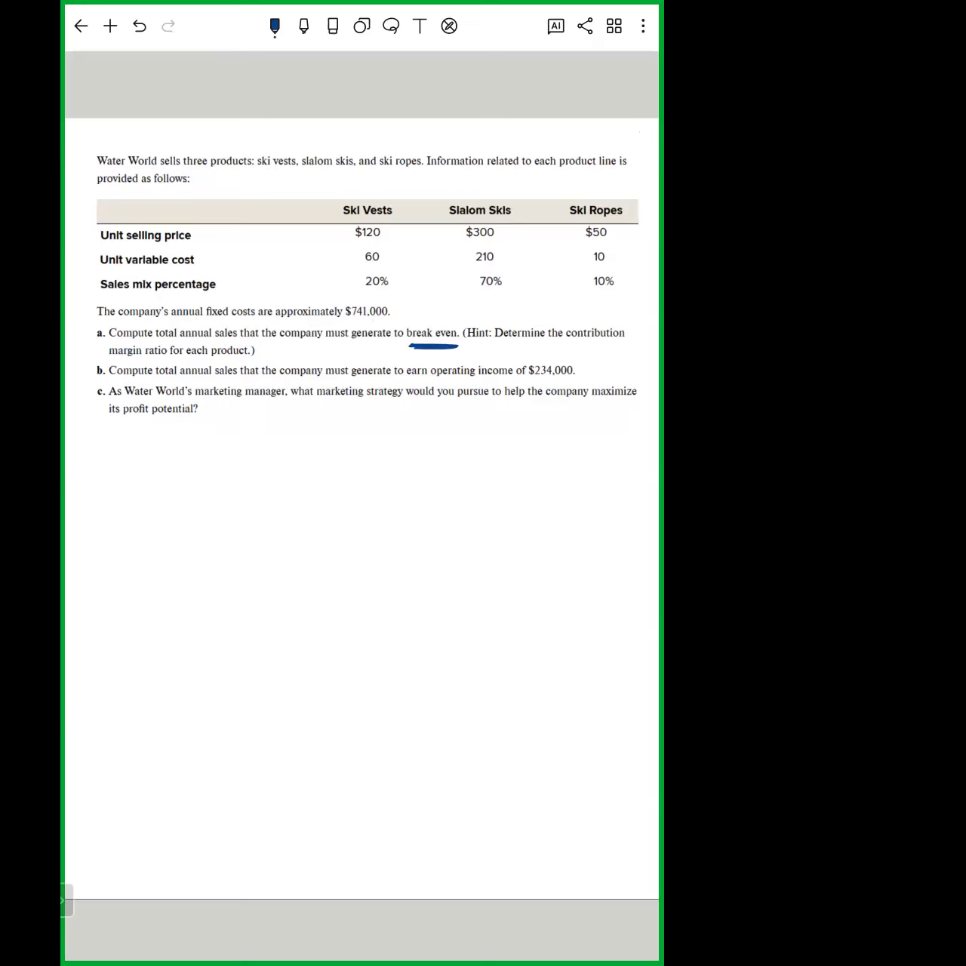So if we take our sales price and subtract our variable cost, then we get a unit contribution margin dollar amount. All right. And then once we have that, if we then divide that contribution dollar amount by the original sales price, we'll get a contribution margin ratio. So I think the simplest thing is if I just write this down here again so that it's clear. So vests, skis, and ropes.